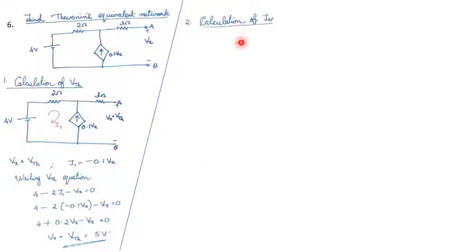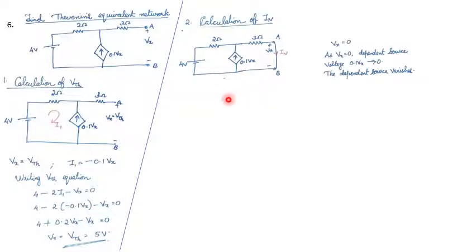Then calculation of IN. In order to calculate IN, short circuit the terminals A and B. We will get the circuit diagram like this. Then from this diagram, it is clear that there is a short circuit between terminals A and B. So potential difference between A and B is 0.